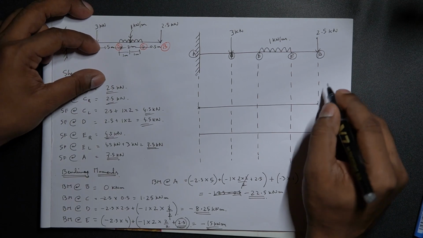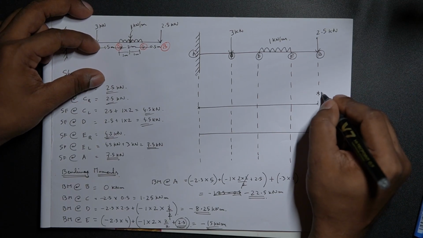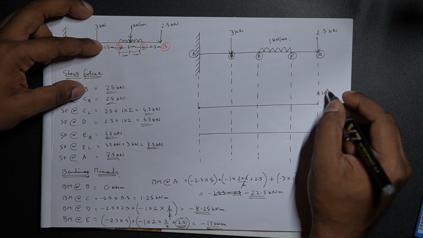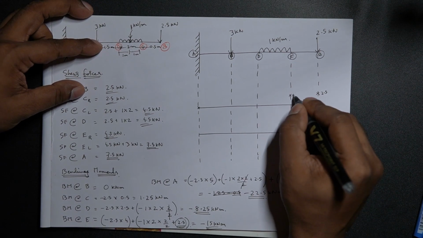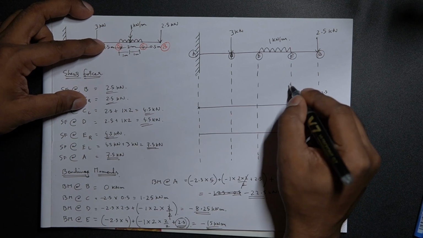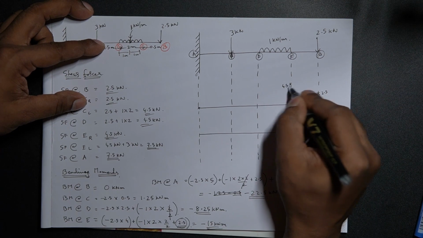Shear force at point B is 2.5. I'm just going to mark it over here, 2.5. Shear force at point C, towards the right of C, is 2.5. Just mark 2.5 here. Shear force to the left of C is 4.5. I'll just put 4.5 over here.